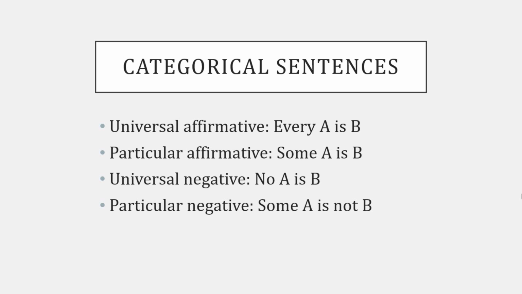That's fine. So let's distinguish the universal affirmative. Every A is B. You are affirming something about everything. Universal affirmative. From the particular affirmative, some A is B. From the universal negative, no A is B. From the particular negative, some A is not B. We'll go through these each one by one and talk about how they get symbolized.